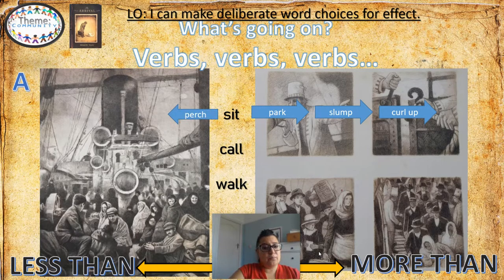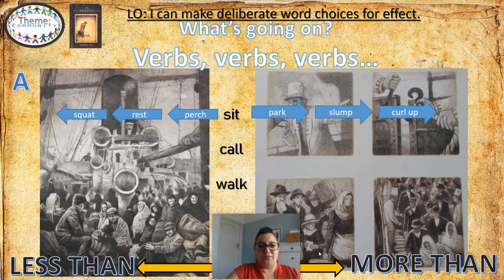Less than perch might be just resting on the edge of that seat. Less than that might be just to rest. So it's more of a lean, kind of sitting, but there's not quite enough to sit on. And then less than that might be to squat. So whilst I'm in that sitting position, I'm not actually sitting down. These give us those shades of meaning.